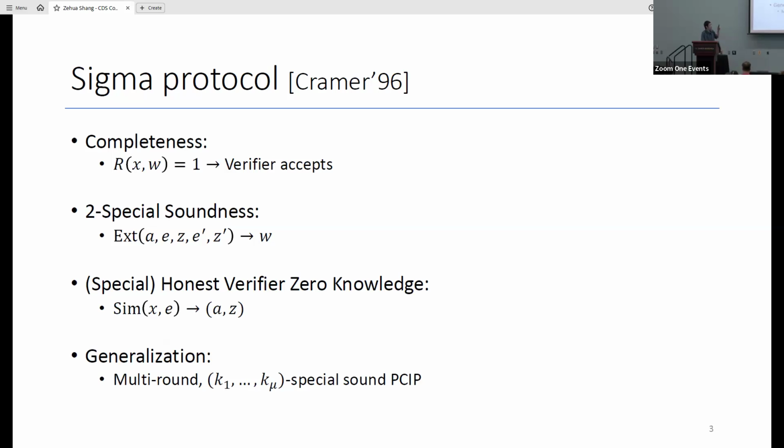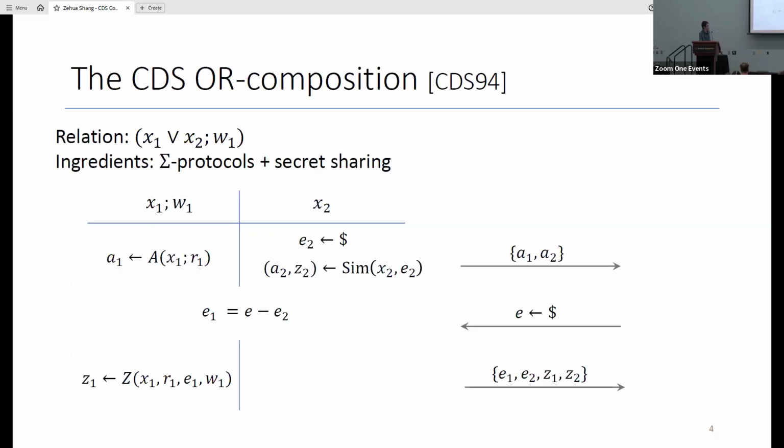Where the special soundness means that there exists an extractor that, given any two accepting transcripts with the same first message and different challenges, outputs the witness W. And the Sigma protocols also have some generalizations to multi-round and k-special sound public coin interactive proofs.